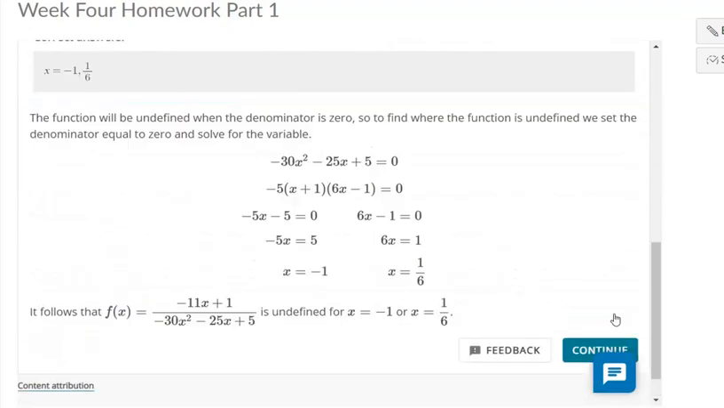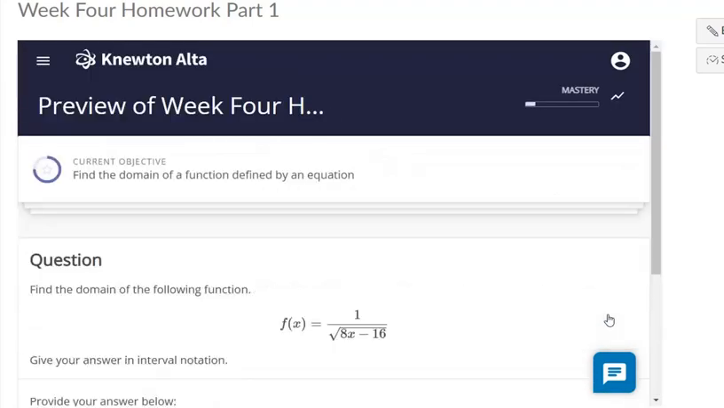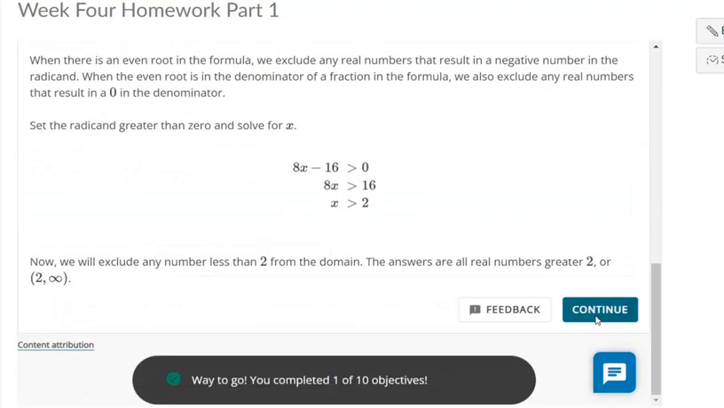Skip that one. Okay, don't look in case you get those ones.